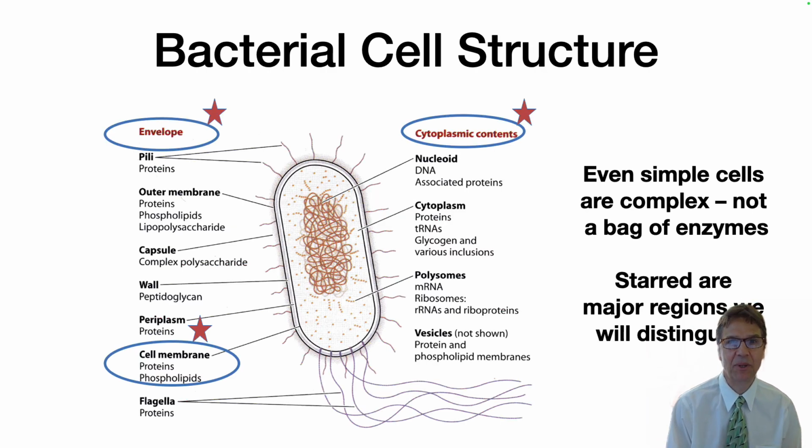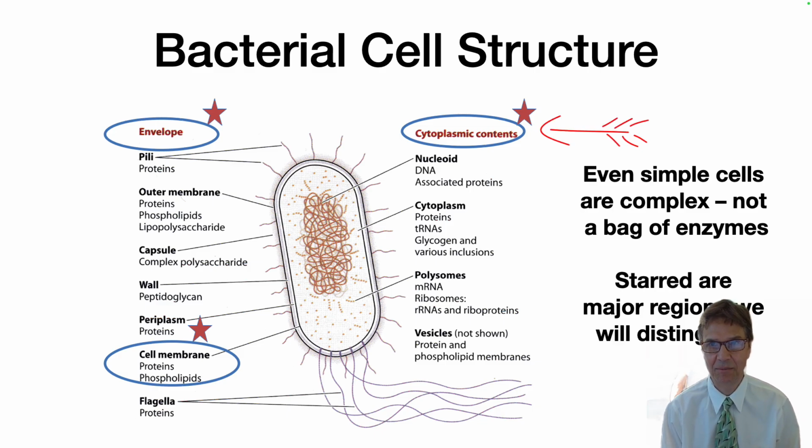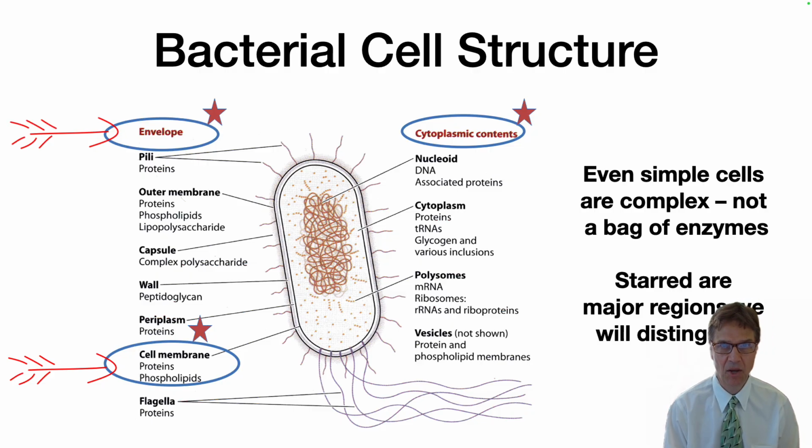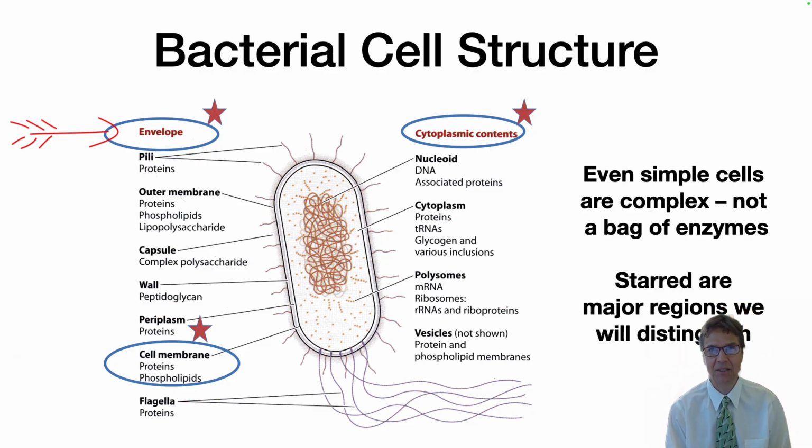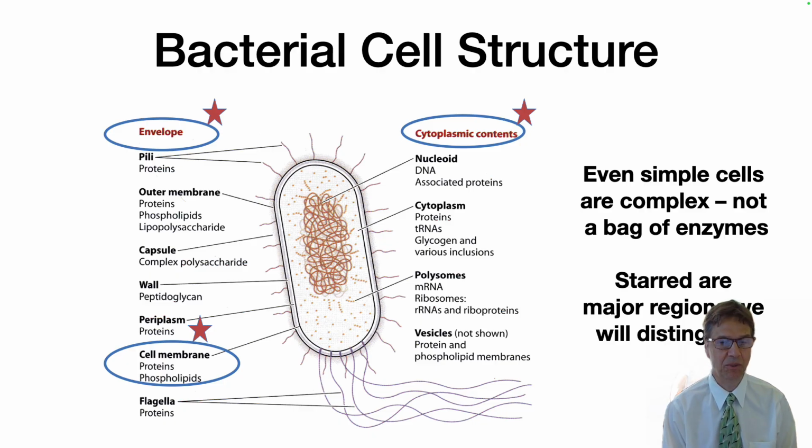Now we begin our exploration of bacterial cell structure in detail. We will begin with the cytoplasmic region and move out to the cell membrane and finally finish up with the cell envelope. Remember, even simple cells such as bacteria are complex and highly organized. They are not a big bag of enzymes, which was the reigning philosophy when we first started investigating organisms. We found out that that's not true, and there's all sorts of complexity and structure, even in bacterial cells.